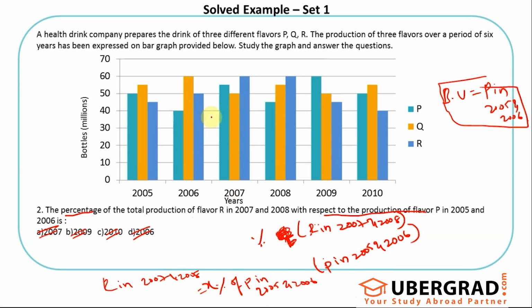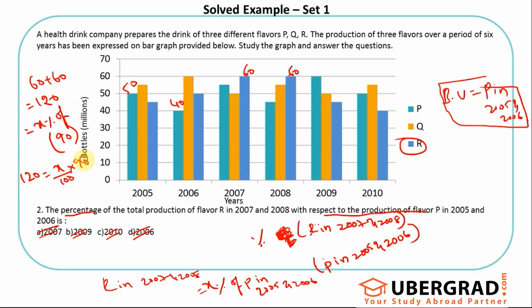So R in 2007 is, R is the dark blue, this is 60, and this is 60. P in 2005 is the greenish blue, that is 50 and 40. So R in 2007 plus 2008 is 60 plus 60, that's 120, equal to X percentage of 2005 plus 2006, 50 plus 40 is 90. So 120 is equal to X by 100 into 90. So X is 120 into 100 by 90. So I get 400 by 3, that is 133.33%. Right, that is the answer for this.